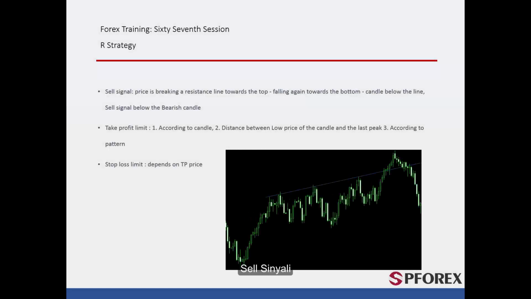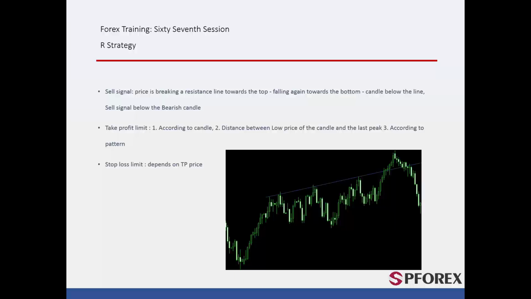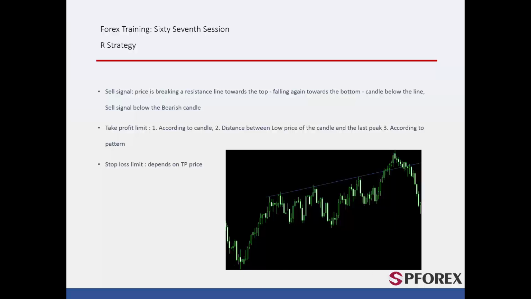Sell signal. When a price crosses the resistance line towards the top, with complete candles over the resistance line, and then returns to the given resistance line, if price passes the resistance line towards the bottom and the close price of a candle forms under this line, then a sell signal would be generated after price goes lower than the low price of that candle. 3 take profit prices can be derived as follows.